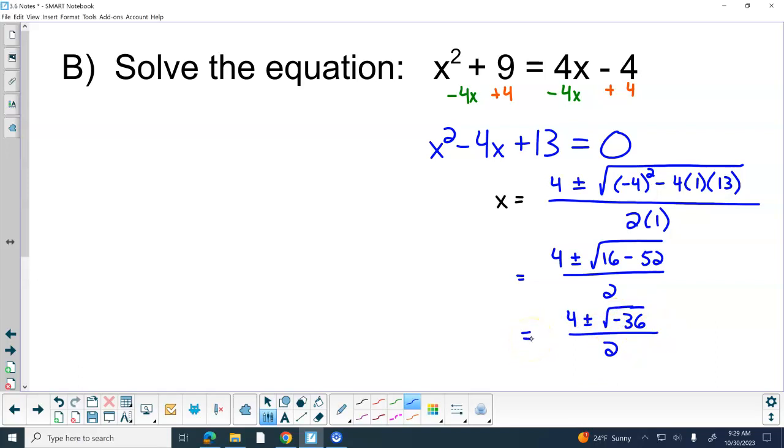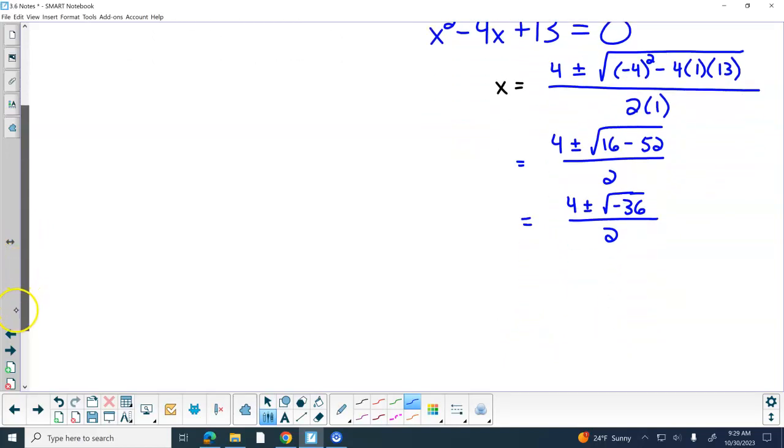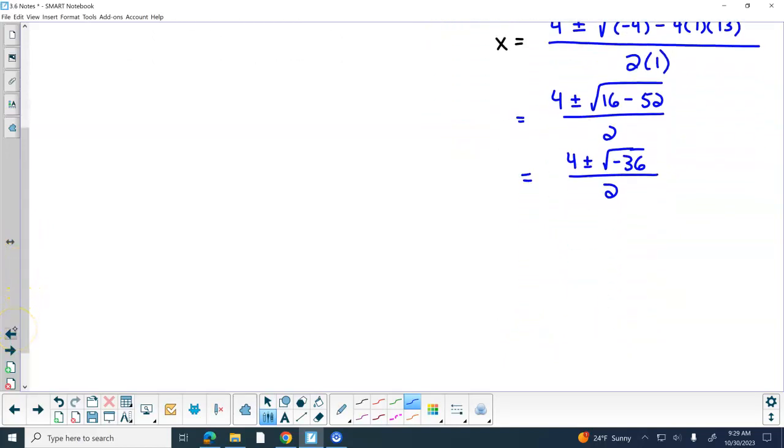Can I simplify the square root of negative 36? What does it simplify to be? 6. 6i. So it would be 6i. i always comes last. Okay? Even in our alphabetical order, when we're doing multiple variables, i doesn't come after h. i, in the math world, comes after z. Okay? Because it's a special variable. Okay? So this would be 4 plus minus 6i all over 2.